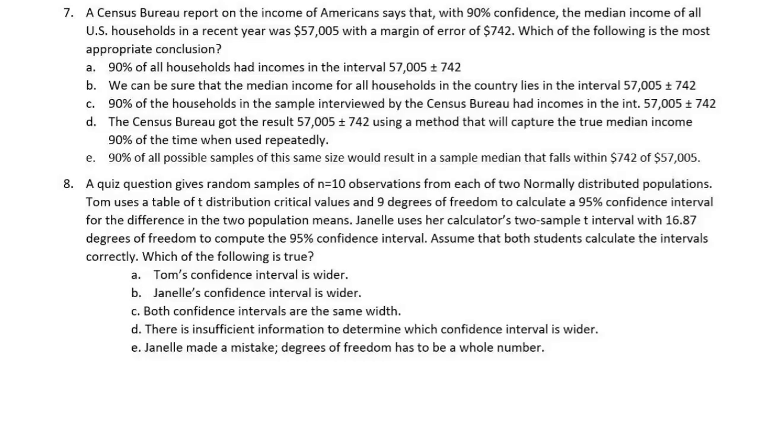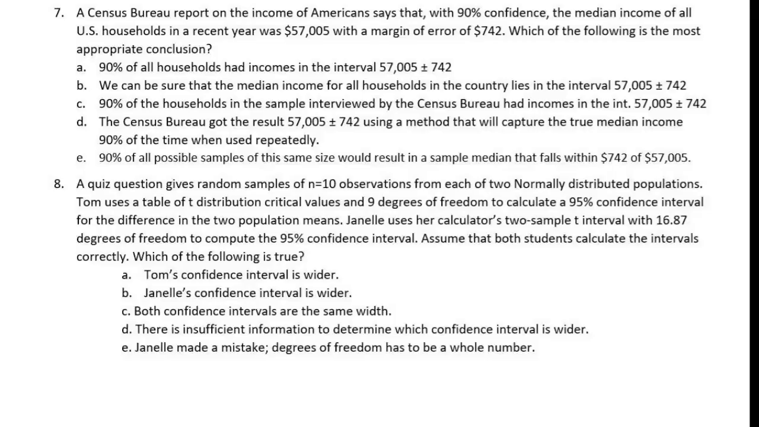A quiz question gives random samples of n equals 10 observations from each of 2 normally distributed populations. Tom uses a table of T distribution critical values and 9 degrees of freedom to calculate a 95% confidence interval for the difference in the 2 population means. Janelle uses her calculator's 2-sample T interval with 16.87 degrees of freedom to compute the 95% confidence interval. Assume that both students calculate the intervals correctly. Which of the following is true?